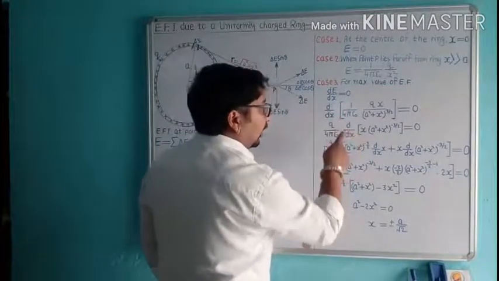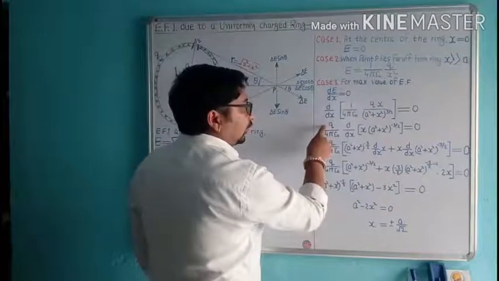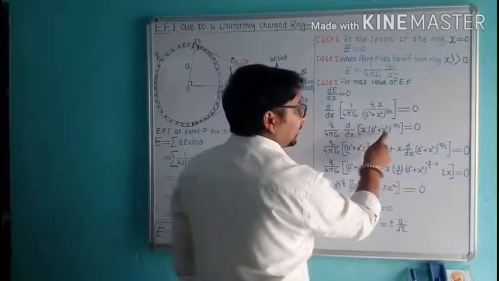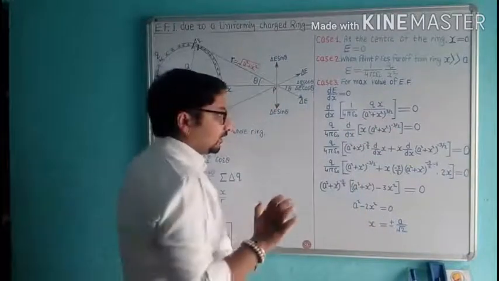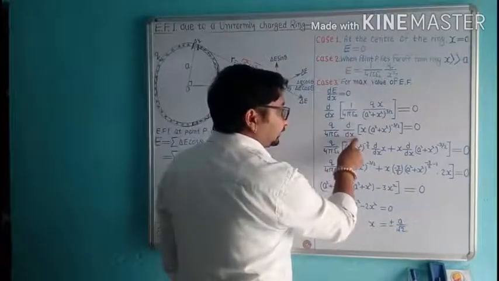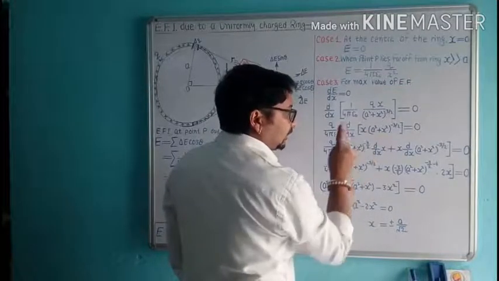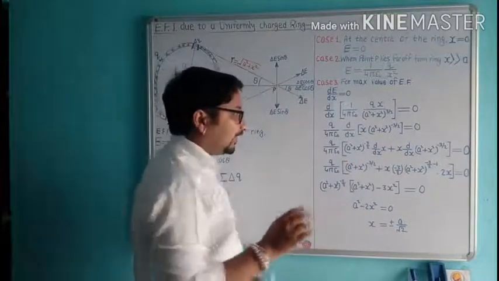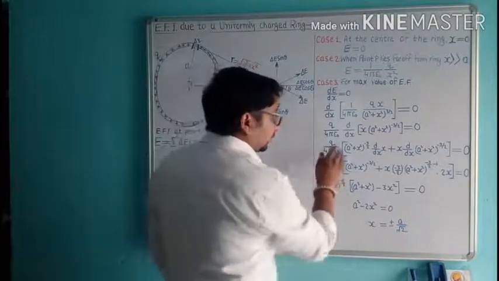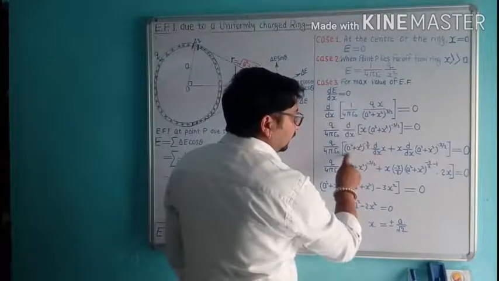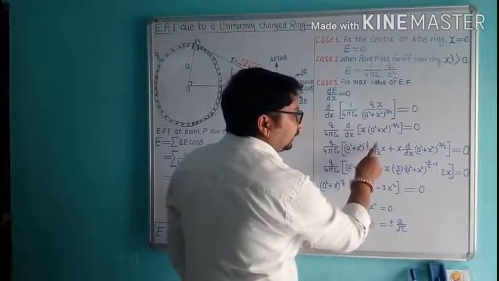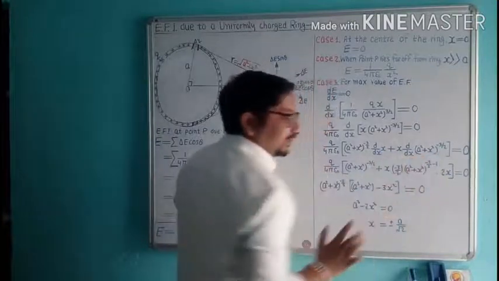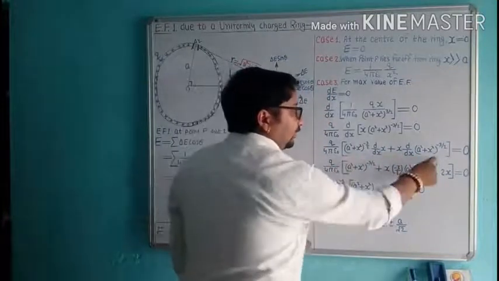we get this. Now take the constant terms outside: q upon 4 pi epsilon naught are constants. Then we get d by dx of x into (a square plus x square) to the power minus 3 by 2. So we have to differentiate two terms. x is one term and (a square plus x square) to the power minus 3 by 2 is the second term. Then we apply the formula: first term into differentiation of second term plus second term into differentiation of first term.